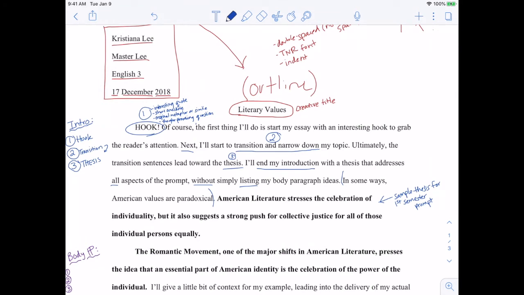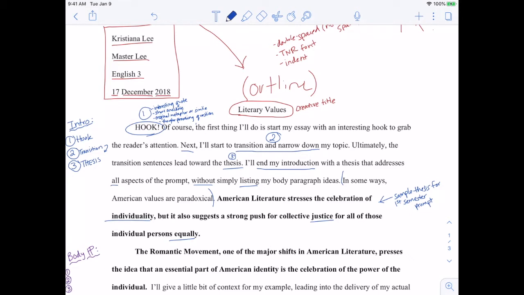So let's look at that sample thesis. This, again, is from the first semester prompt. It says, American literature stresses the celebration of individuality, but it also suggests a strong push for collective justice for all of those individual persons equally. If you remember, there are actually 3 ideas within this sentence, but notice that I don't just say Americans value individuality, justice, and equality, right? I didn't just list those in order, bam, bam, bam, although all 3 are technically included within my sentence.